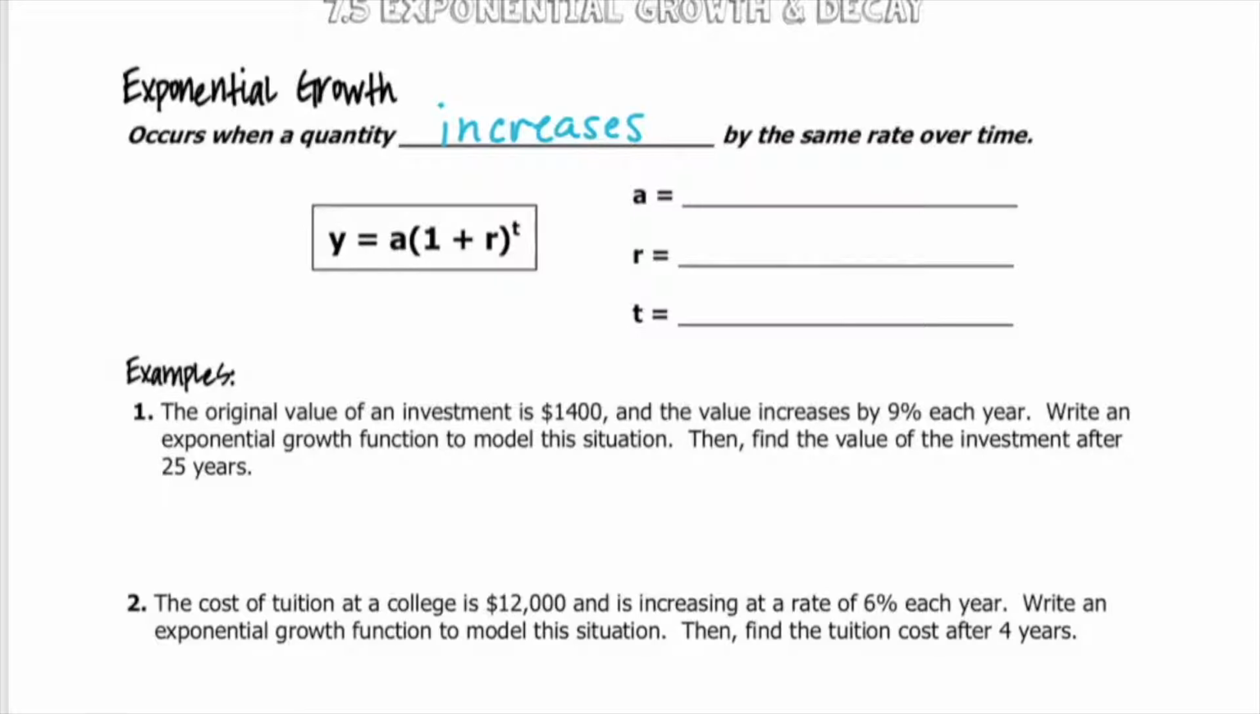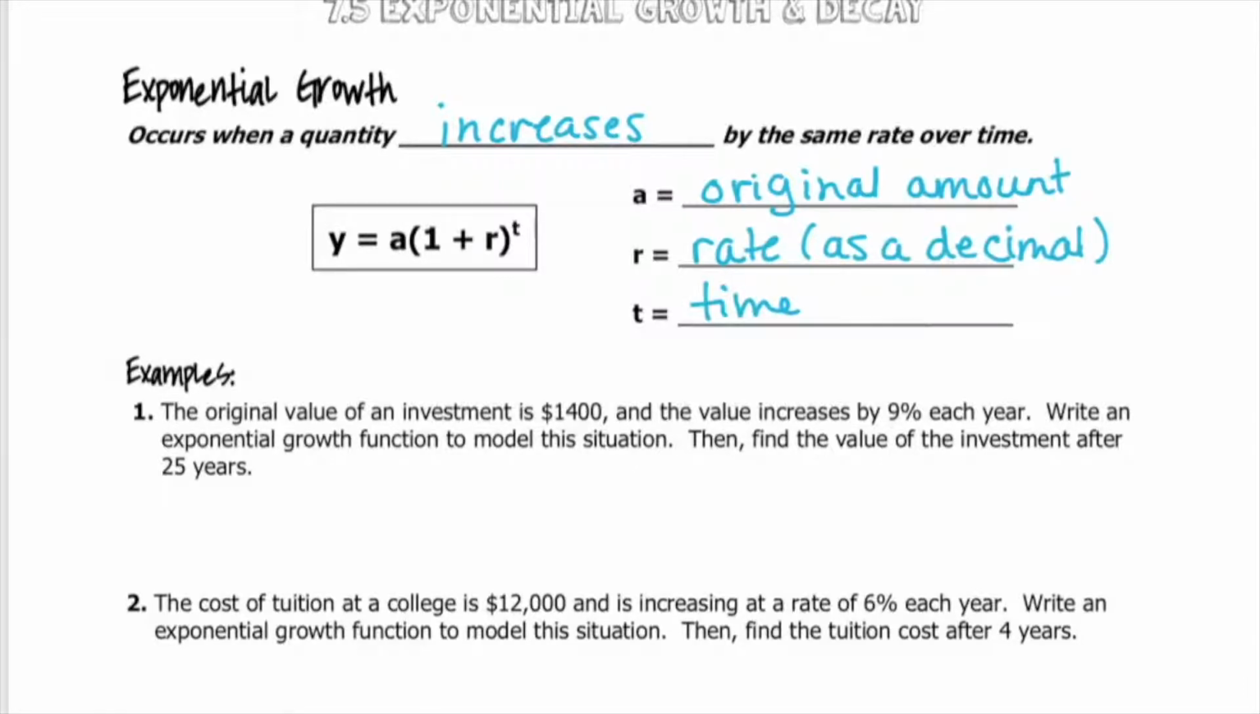And we're going to use the formula below: y equals a times quantity 1 plus r to the t exponent. A stands for the original amount. R stands for the rate, and you have to convert that to a decimal. And t stands for time. So let's take a look at an example.